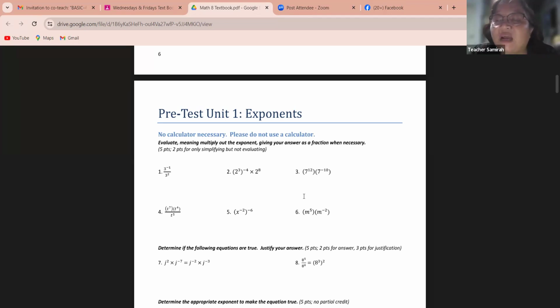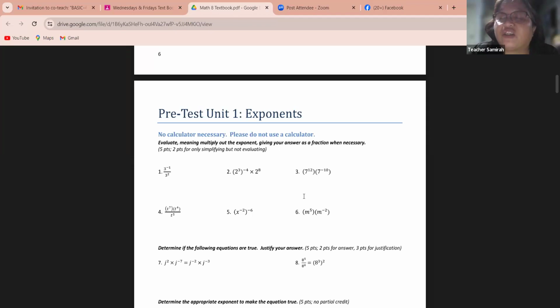Number 3: 7 with exponent of 12 times 7 with exponent of negative 10. What will be your answer? Anyone? Just make your number 6 as your basis. So according to Alfonso, the correct answer for number 6 would be m with exponent of 3, which is actually the correct answer. How about number 3?